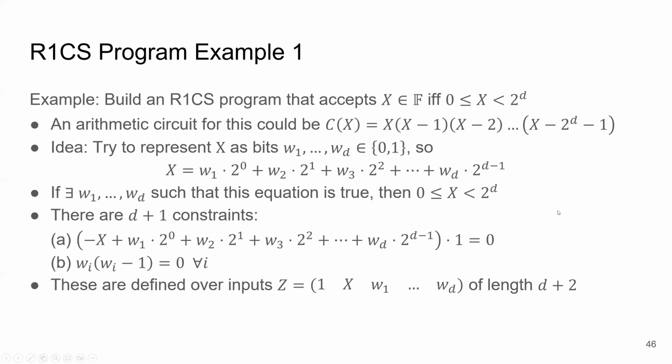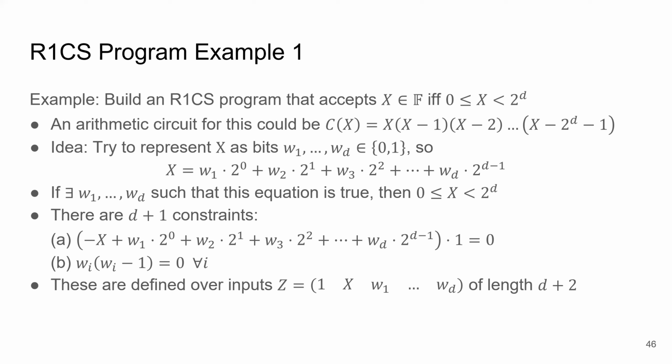So now let's talk about an example of an R1CS program. This one is not one that is built from an arithmetic circuit yet. We're going to get to that in a moment. But let's start with trying to build an R1CS program that would accept our X. Let's ignore W for now. Let's just say that there's just public information X, but no witness yet. Let's build an R1CS program that accepts X if and only if X is less than 2 to the D for some constant D. So let's build an R1CS program that can check whether the X that I have in my hand is smaller than some power of 2.